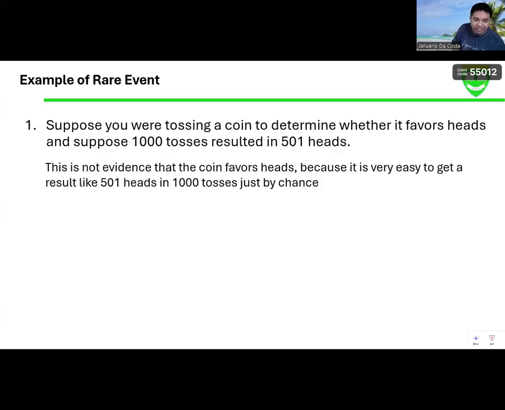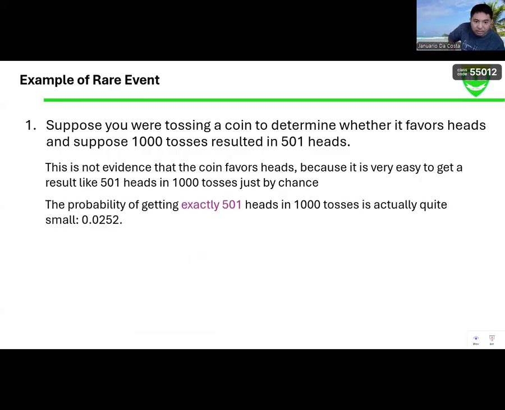Exactly 501 out of 1,000 tosses. What is the probability of that? It's very, very low. How do we calculate the probability of getting exactly, yeah? Not 502, not 500, not 400. The probability of getting exactly 501 heads.